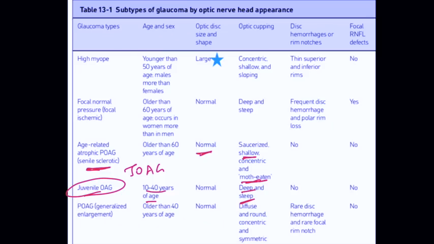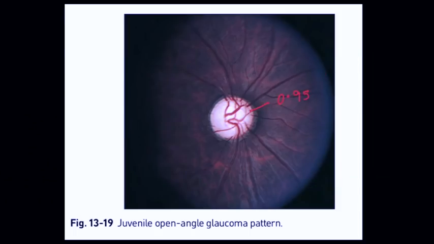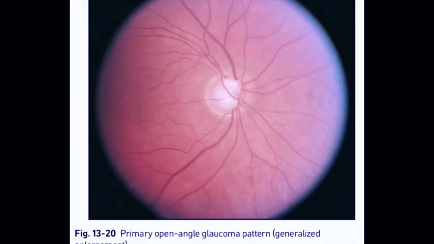The last one is going to be the primary open angle glaucoma. There's a generalized enlargement where you can see a diffuse and round concentric cupping. There's going to be an enlarged cup also seen there, as you can see in this picture. It's a primary open angle type.